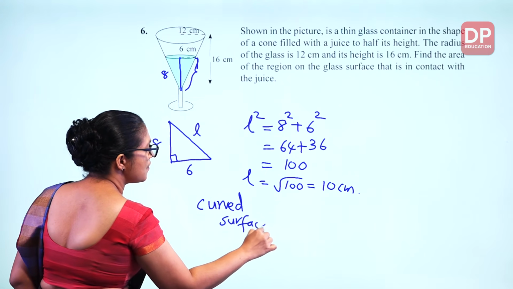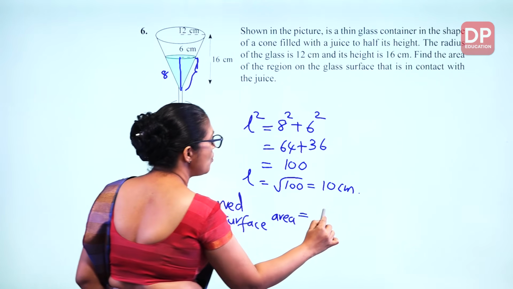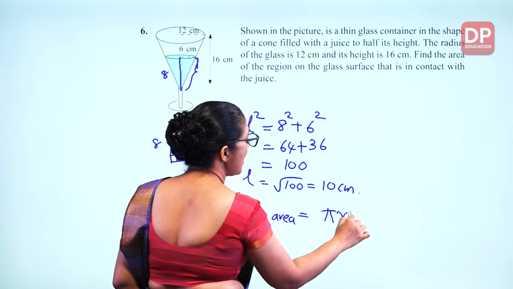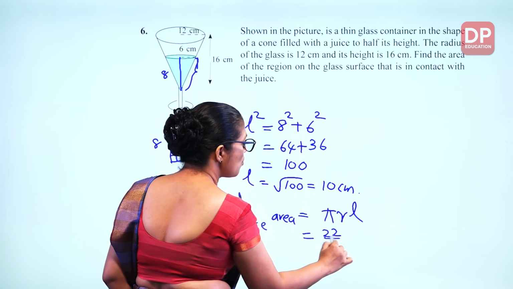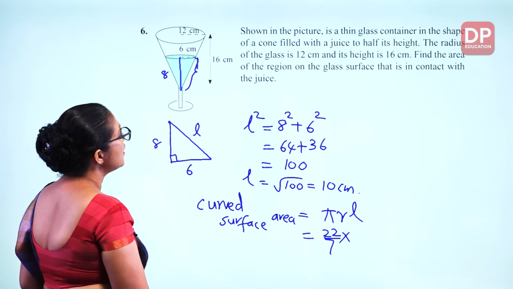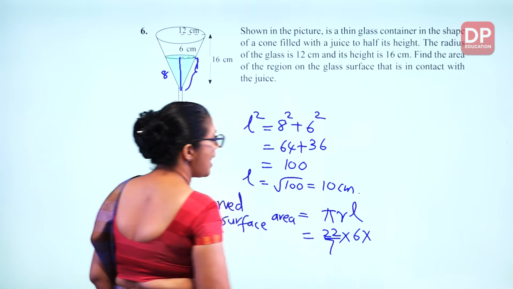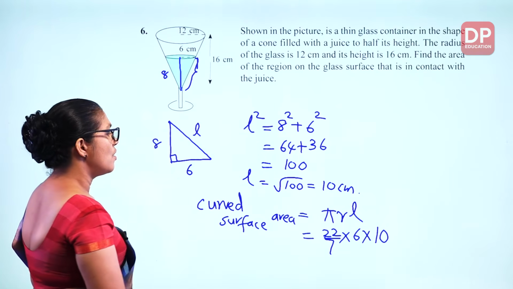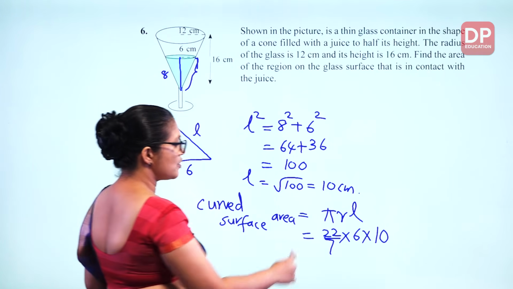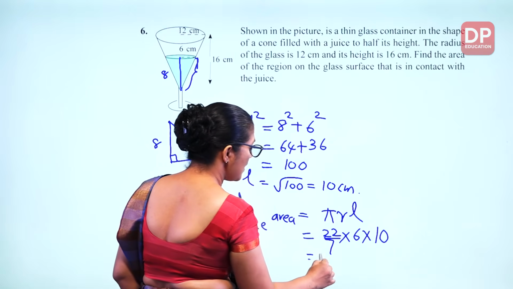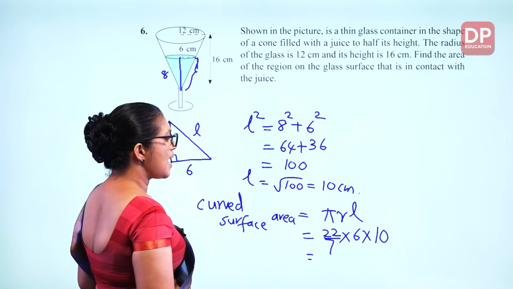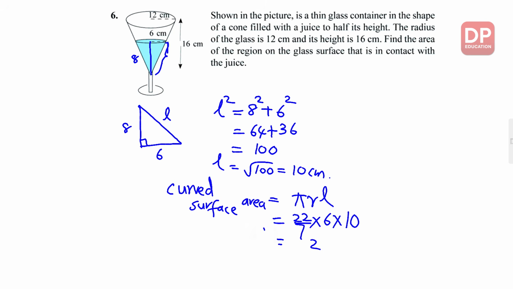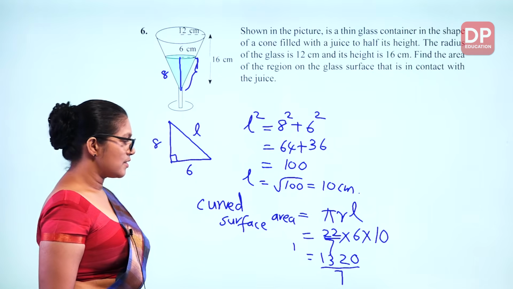Curved surface area is equal to pi r l. So pi is 22/7. The radius value is 6 and l is 10. We can't simplify here, so we'll multiply first. 6 times 22: 6 times 2 is 12, 1 remaining, you get 13, and then put a 0, and then divide by 7.